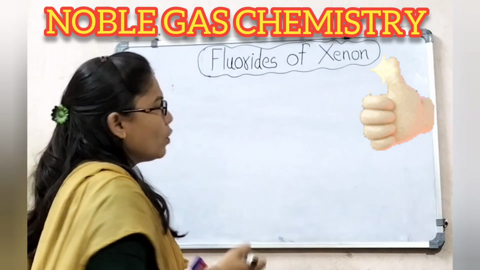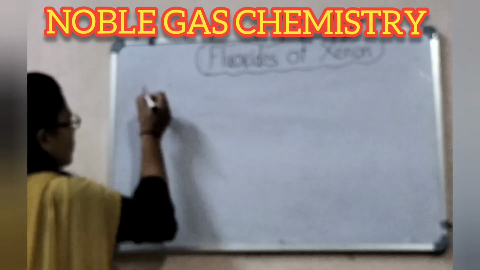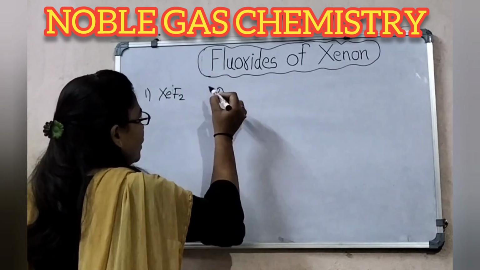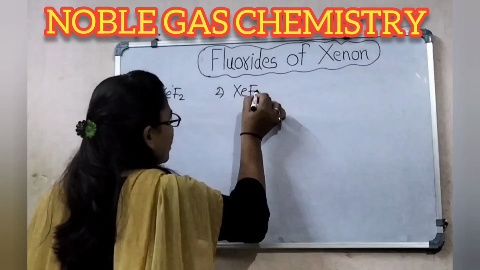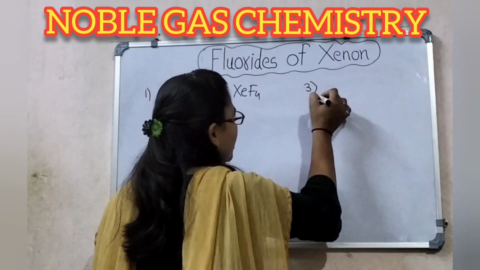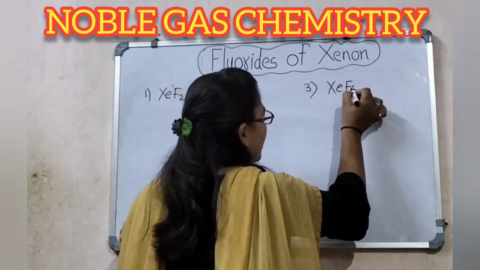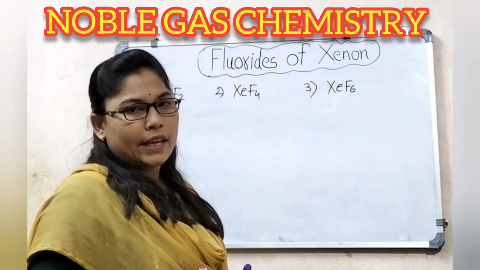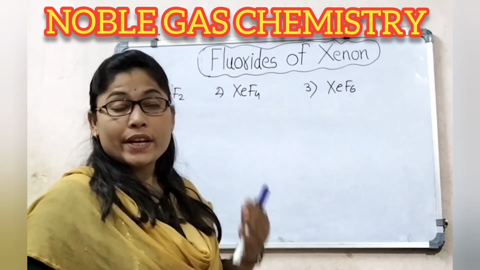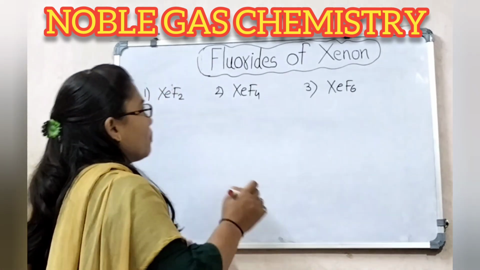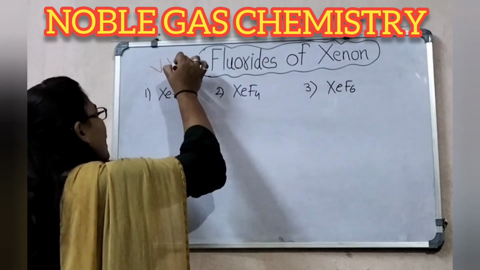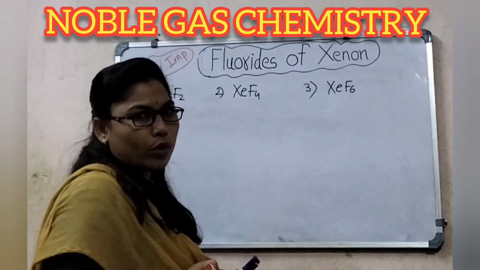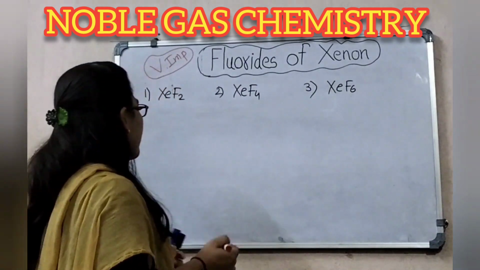So let's start. We see three different terms. Number one is Xenon difluoride. Second one is Xenon tetrafluoride, and third one is Xenon hexafluoride. Out of these three terms, one can be asked in exam, so it is a very important topic, so do not skip it. I write here FIMP because it's very important for your examination.